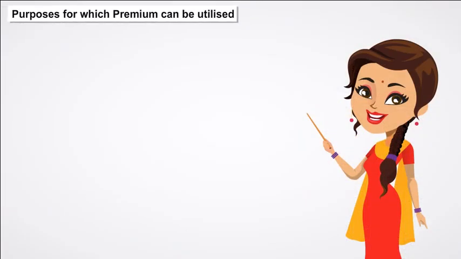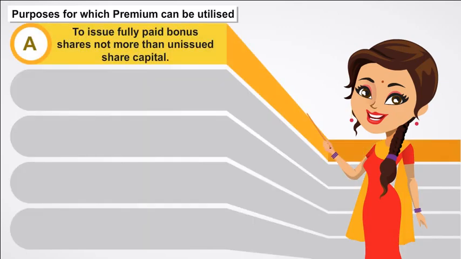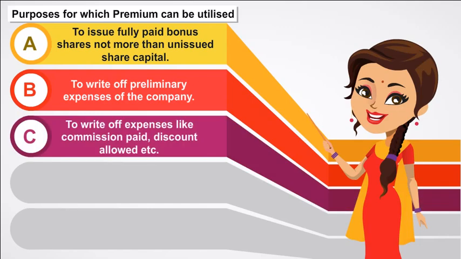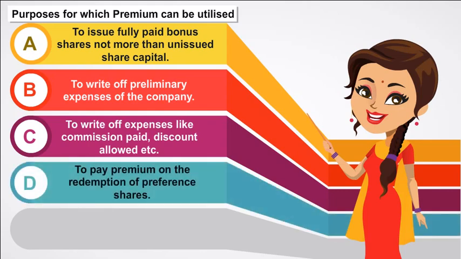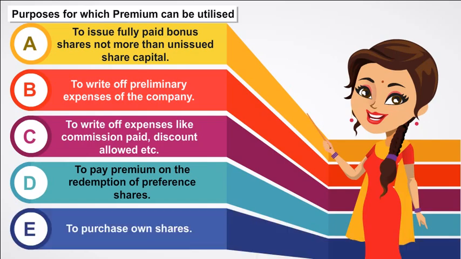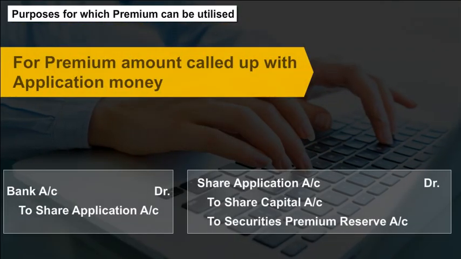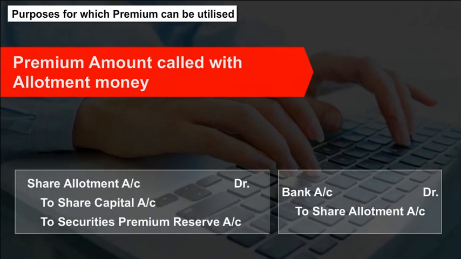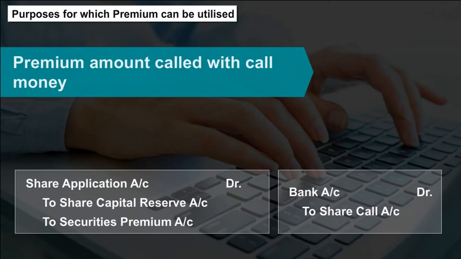Purpose for which premium can be utilized. A. To issue fully paid bonus shares, not more than unissued share capital. B. To write off preliminary expenses of the company. C. To write off expenses like commission paid, discount allowed, etc. D. To pay premium on the redemption of preference shares. E. To purchase own shares. For premium amount called up with application money, premium amount called with allotment money, premium amount called with call money.